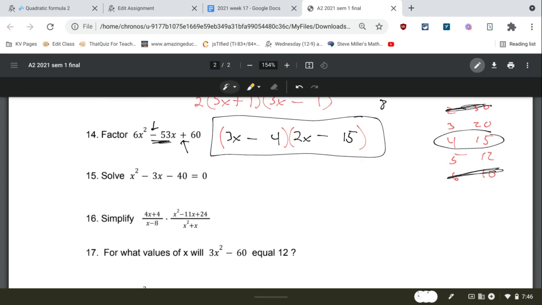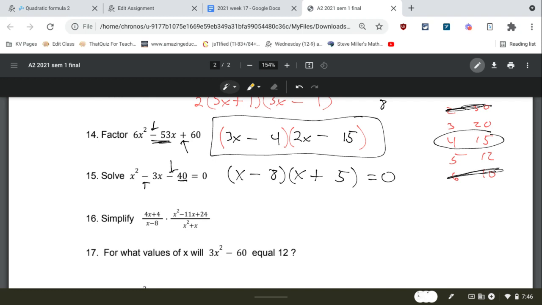All right, number 15. This one's a little bit easier to solve. We can solve this one by factoring. So the factored form is going to be x times x. And then I'm just looking for the factors of 40 that will subtract to give me 3. That's 8 and 5. They're different signs because that's a minus, and then the big number has to be negative. So I'll make the 8 negative, the 5 positive.